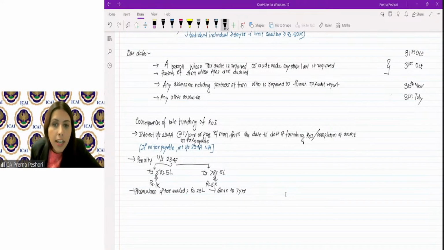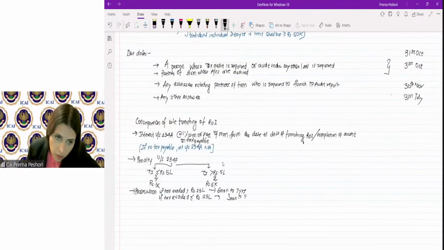Are we getting that? And in other cases, if my tax evaded is less than or equal to rupees 25 lakhs, then in that case it is 3 months to 2 years. Are we clear? Yes or no?